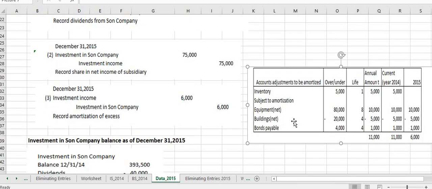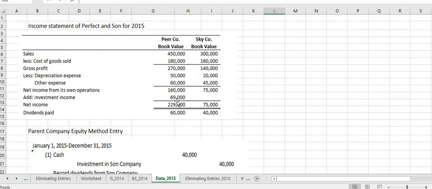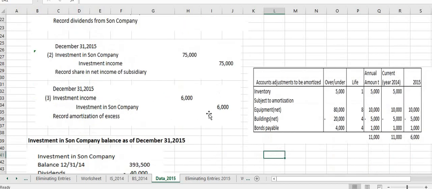Okay? And then, diba, i-record niya yung excess. So, for the second year, ang excess na is 6,000. Kasi yung inventory, fully amortized na yan siya at the year 2014. So, sa subsequent year, yung life niya is 1 year lang. So, we have depreciation of 5,000, and then the interest expense of 1,000. So, that's why yung investment income na nire-record ni parent is only 69,000. It's actually 75,000 of unadjusted net income of the subsidiary less 6,000 of the amortization of the excess.